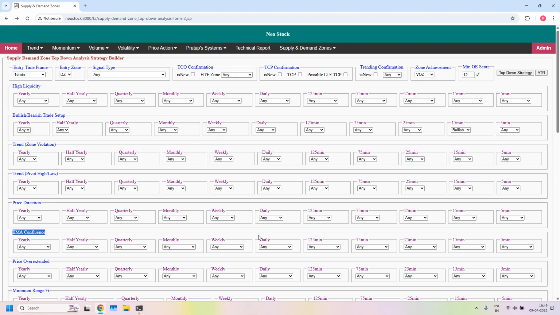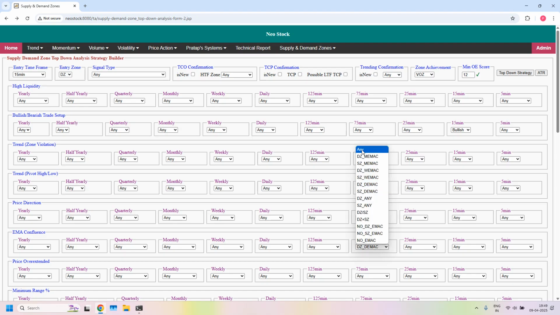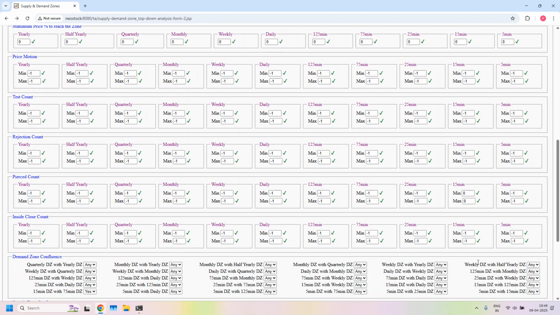In the EMA confluence at 75 minutes time frame, I am selecting 75 minute demand zone having daily EMA confluence. So none of those stocks have 75 minute zones with daily EMA confluence. Okay, next we will look into LTF, ITF and even HTF confluence supported stocks. LTF and ITF confluence, we got 2 stocks. Out of these 2, how many have even HTF confluence? Let us verify. So in the demand zone confluence, something wrong I am doing.